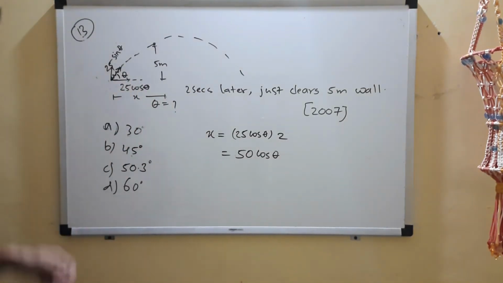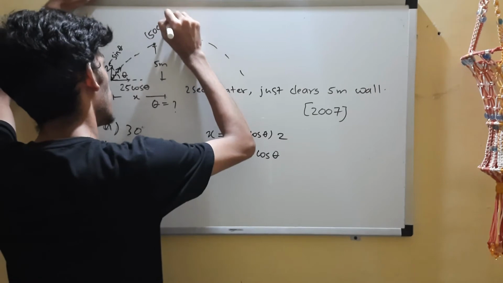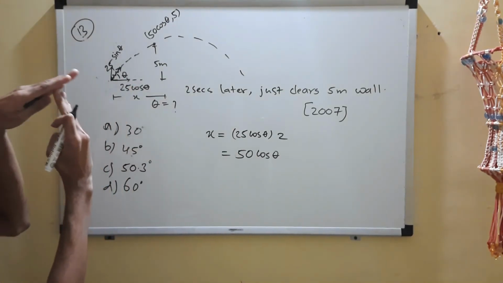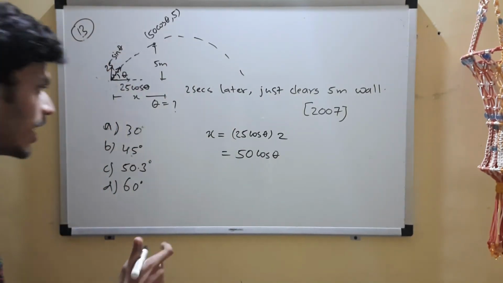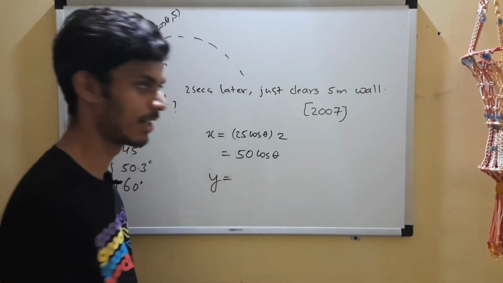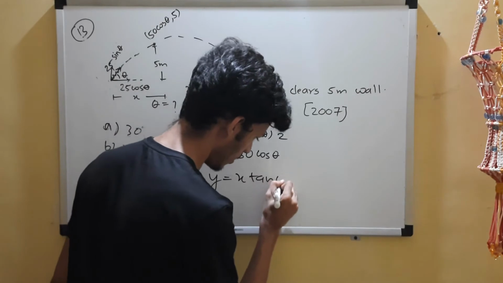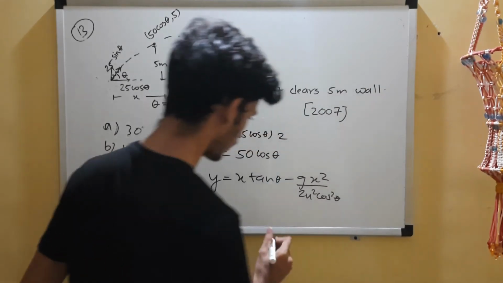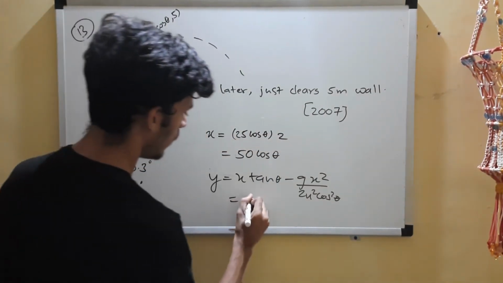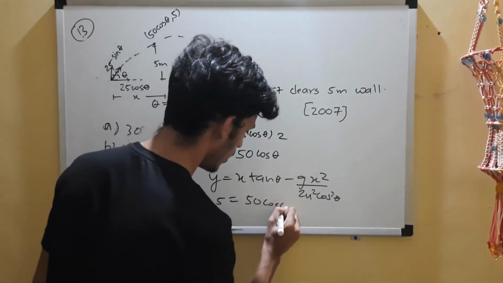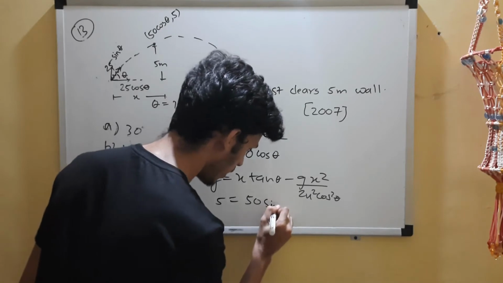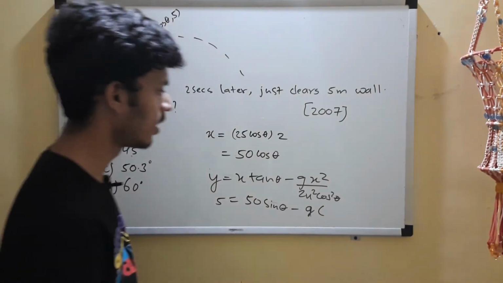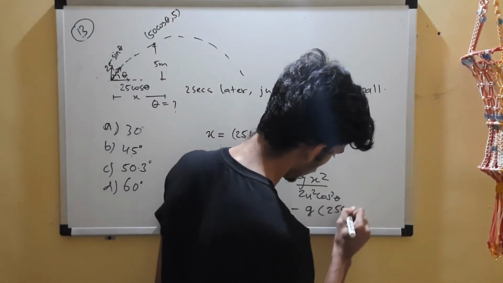Okay, now we know the x coordinate rather. This will be 50 cos theta, and y coordinate will be nothing but 5, right? The ball just clears that, so we can consider the y coordinate to be 5. Now we can use the equation of trajectory, right? y equals x tan theta minus g x square upon 2 u square cos square theta. So x is 50 cos theta, cos theta into tan theta will be sine theta, right? Again g we'll substitute later. X is again 50 cos theta, so that will be 2500 cos square theta.